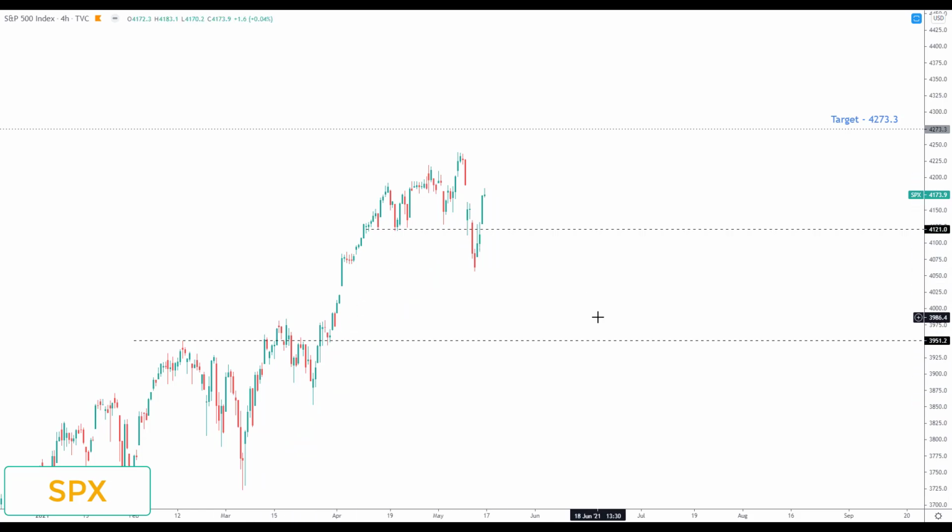We've had a correction. The key level here for me is the 4121. We have broken back above this, so unless we come down below this, I would be bullish on the S&P 500. So going into next week, any pullback and a correction into the 4121 would be viewed as an opportunity to look for an inverse head and shoulders, looking up towards the next key area of resistance to the upside and the target set at the 4273.3.